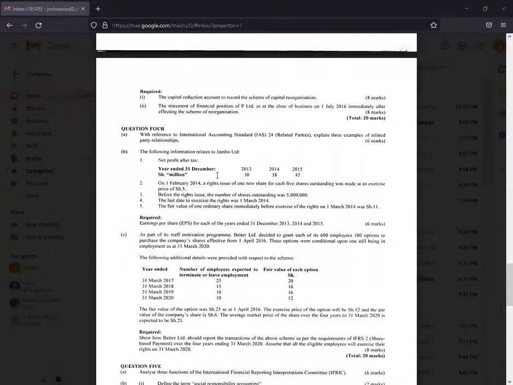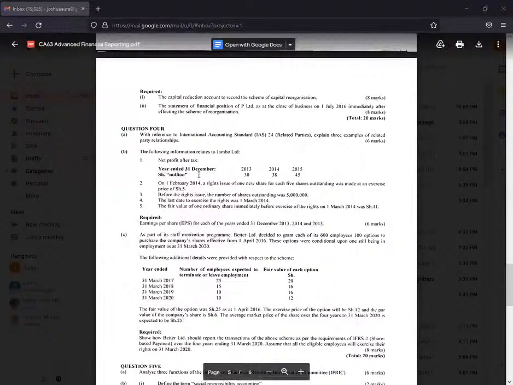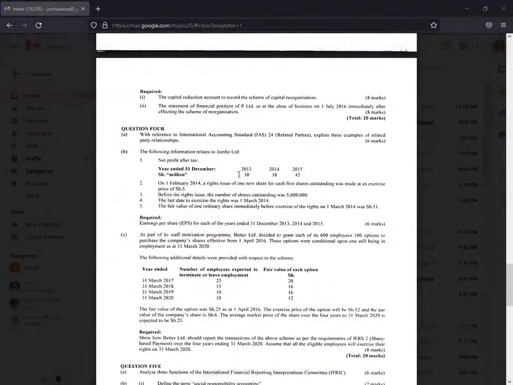So I'm told here the following information relates to Jumbo Limited. I can see the net profit after tax for 2013, 2014, 2015, in shillings millions. I'll do 2 of them today, one for basic EPS and one for diluted. Today, you guys are very lucky. So I can see the net profits after tax for the 3 years.